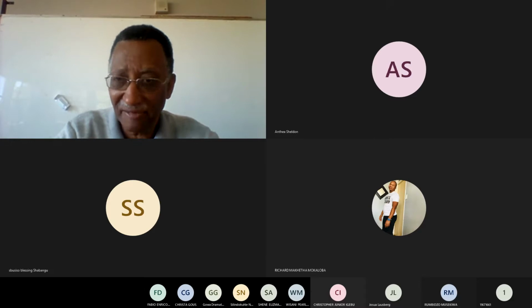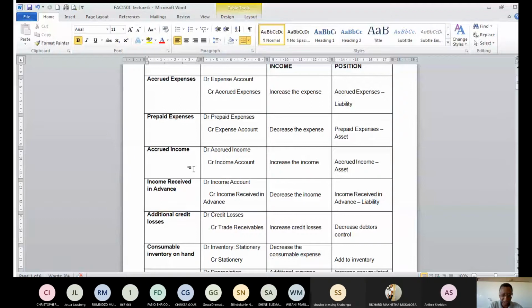Income received in advance is classified as a liability. So in terms of the journal entry, you credit income received in advance because it's a liability, and you debit the income account. In your statement of profit and loss and other comprehensive income, you will have to decrease the income account, and income received in advance in your statement of financial position will appear under your liabilities. There's a line item under your current liabilities called income received in advance, and that is where you will show that amount.